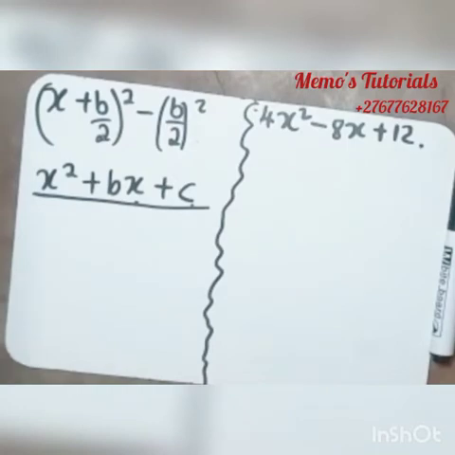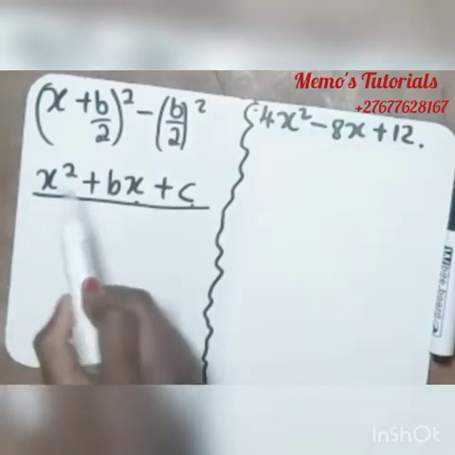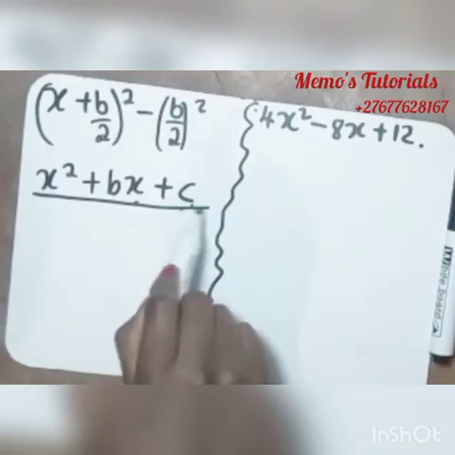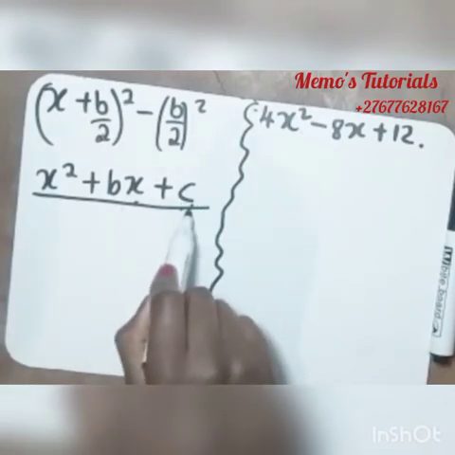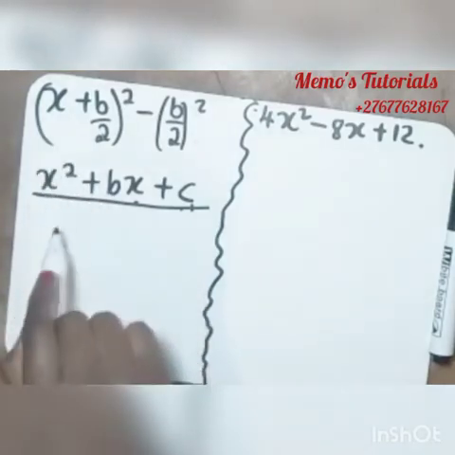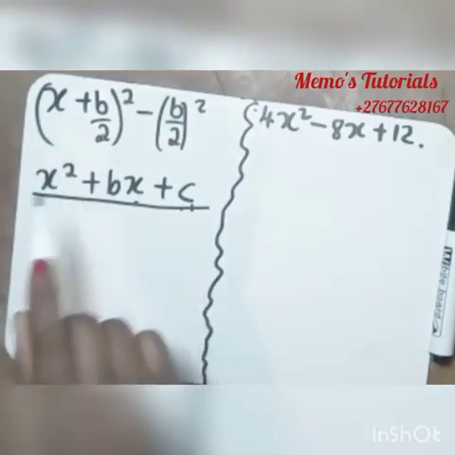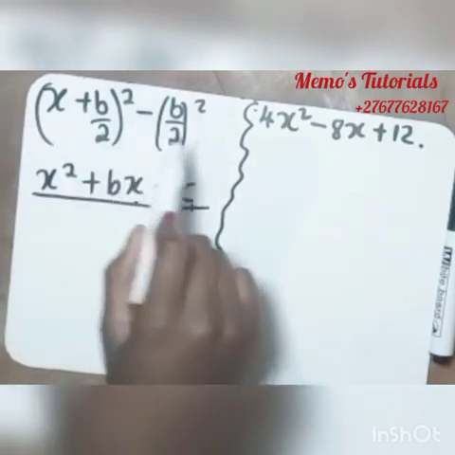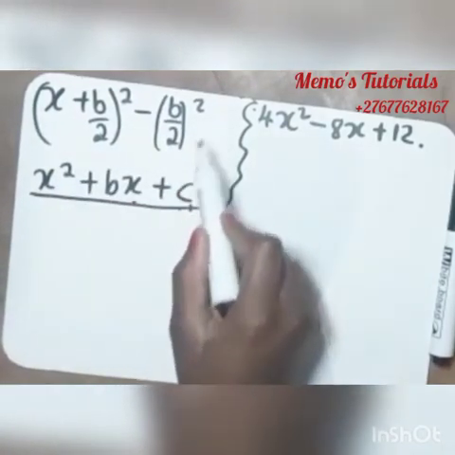So the first thing: given a quadratic expression in this form, x squared plus bx plus c, and they ask you to factorize it using the completing of square method, this is what you are going to do. We are going to use the completing of square formula, which says (x plus b over 2) all squared minus (b over 2) all squared.